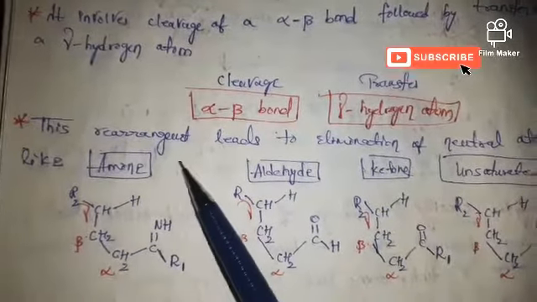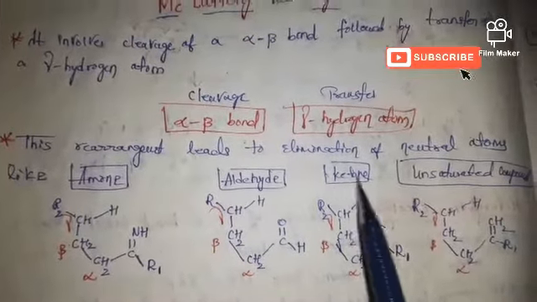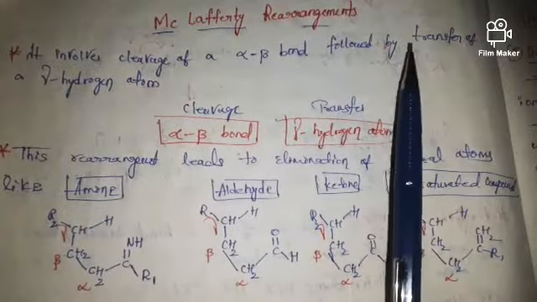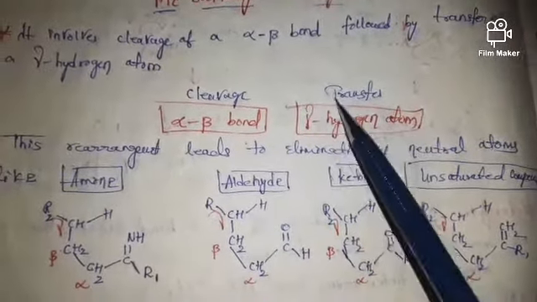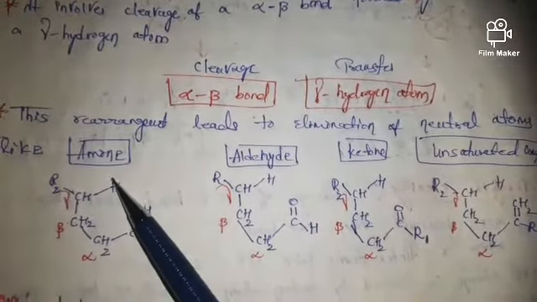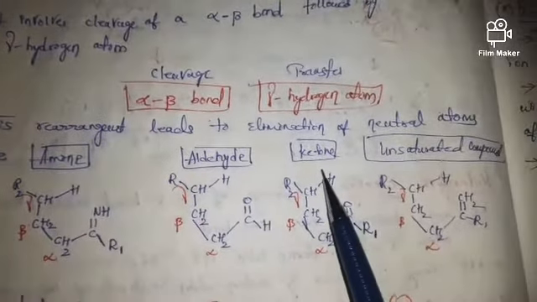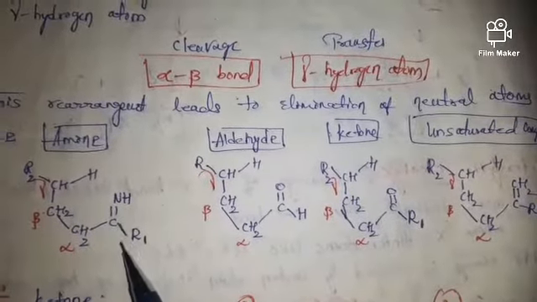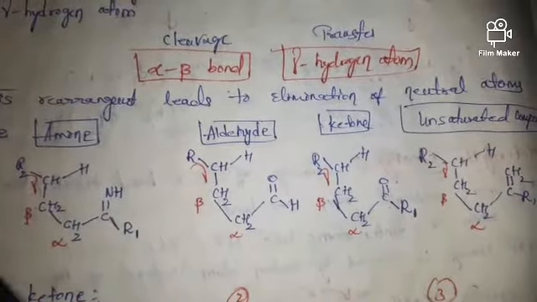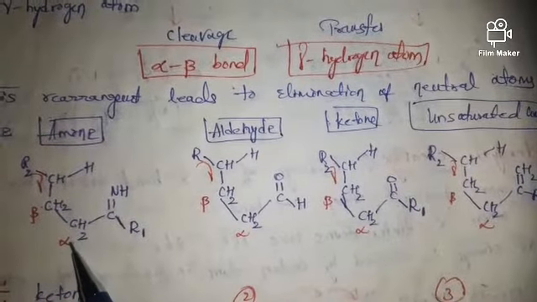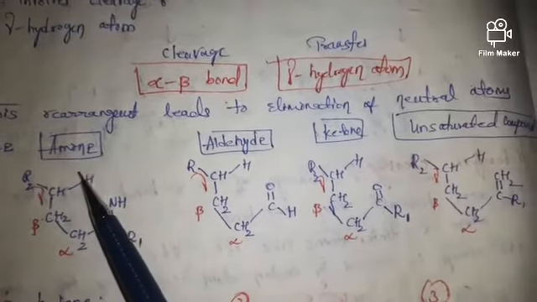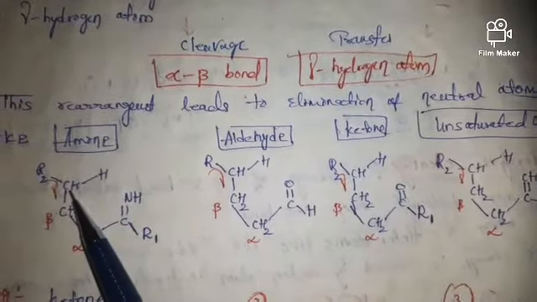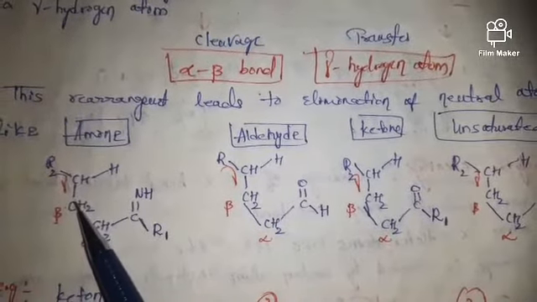Next, the rearrangement leads to elimination of neutral molecules. This McLafferty rearrangement leads to the elimination of neutral molecules like amine, aldehyde, ketone, and unsaturated compound. This is the amine, friends. I have represented the bonds. I want to show alpha, beta, gamma, because knowing about alpha, beta, gamma is most important for us to understand the McLafferty rearrangement.